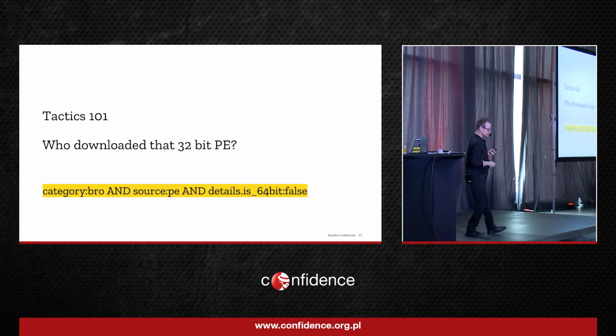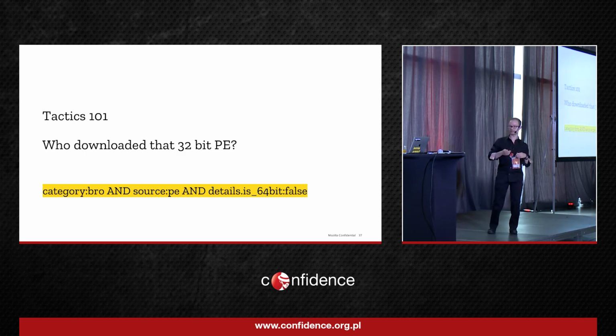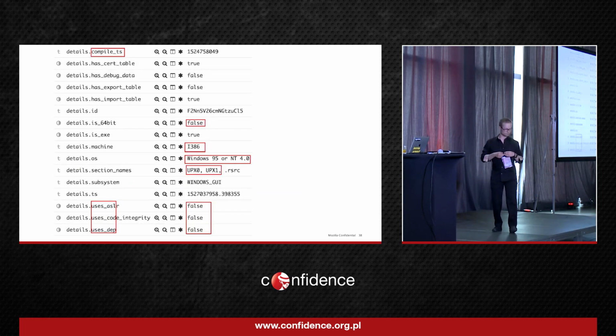So let's take a look at an example. Let's say I want to see who downloaded some suspicious Windows PE file. Suspicious for me in this case means it's not 64-bit. And I have a log, because what Bro does by default, if it can see a Windows PE file, it analyzes this file.